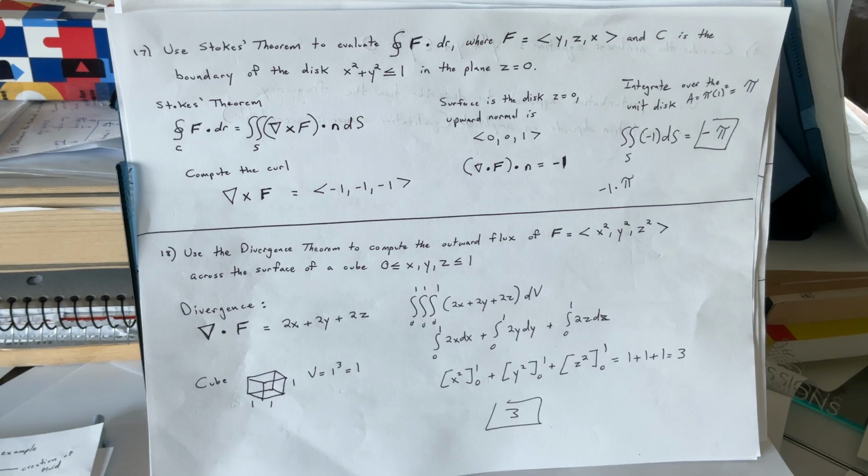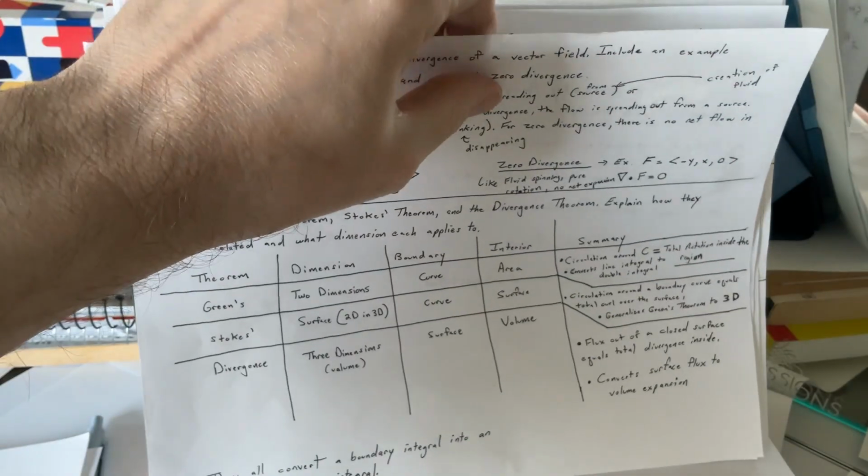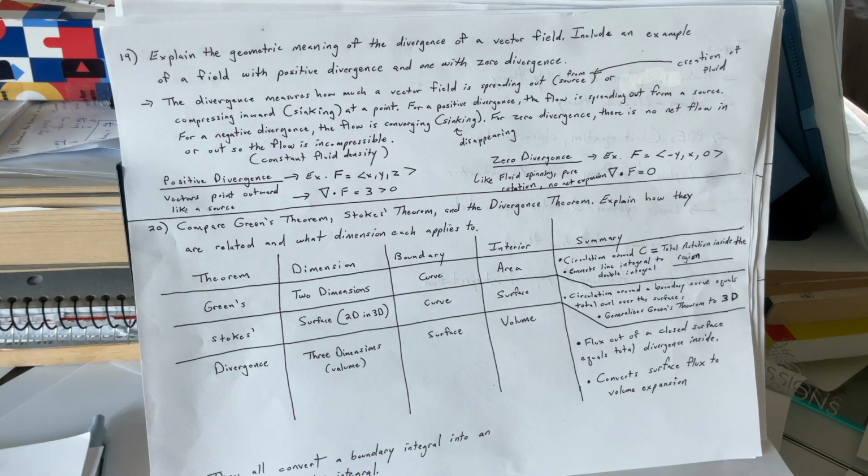Okay, so now we get to the more interesting part of the test. 75% of it done. We go to the last 6. Okay, so here's where we want to go into the concepts. 19 and 20 are conceptual questions.